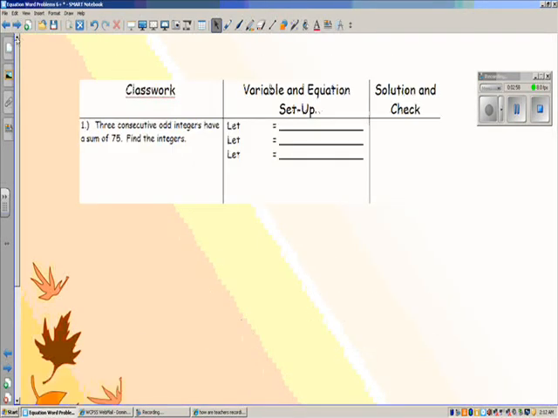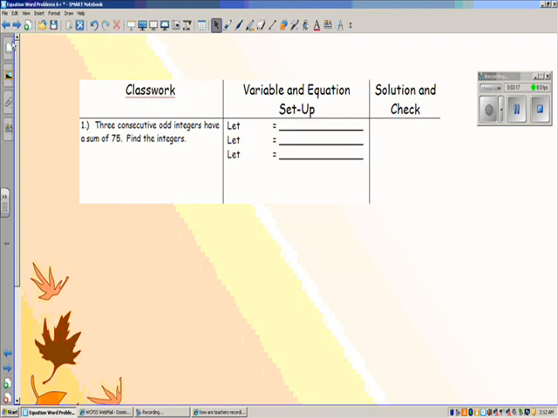Alright, so let's get right into it. Follow along with me as we do number one. Number one reads, 3 consecutive odd integers have a sum of 75. We're finding what those 3 integers are.